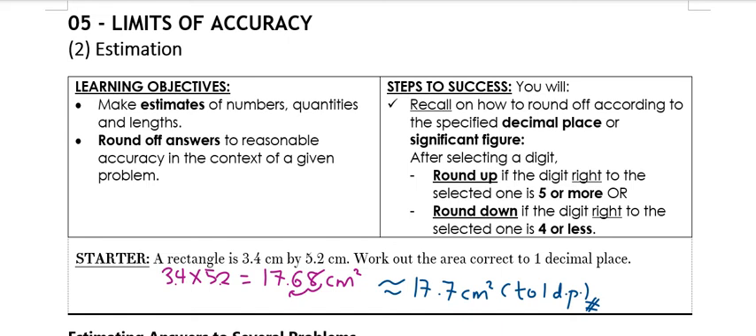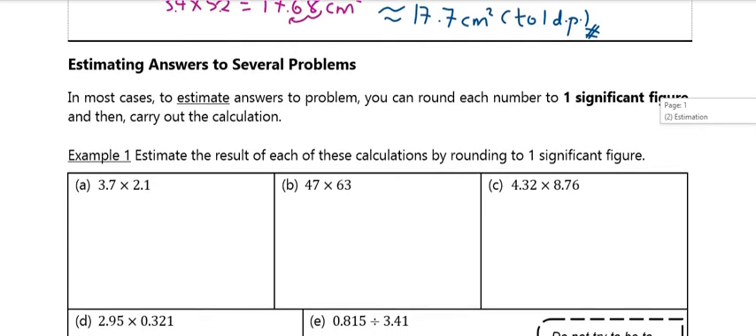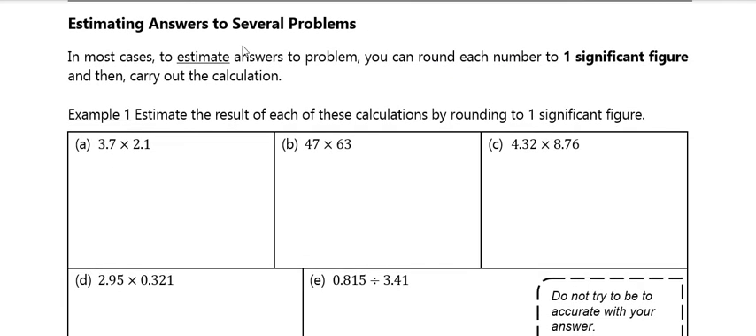Hi and welcome to another video for Year 9 Maths D under the chapter Limits of Accuracy. The second subtopic that you are going to do is how to do estimation, but you have to make sure that you remember how to round off according to the specified decimal places and significant figures. So let's start with this: estimating answers to several problems.